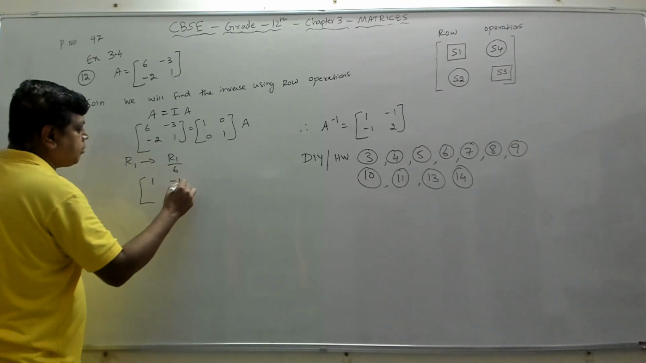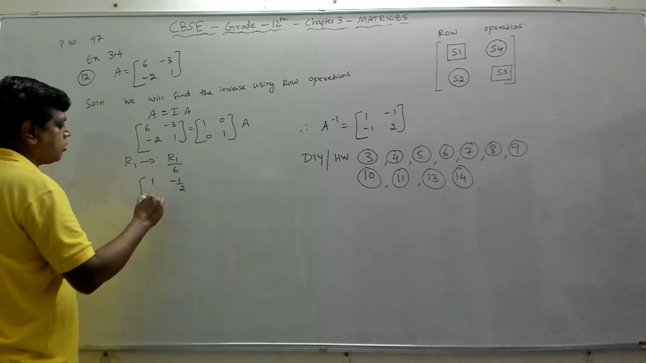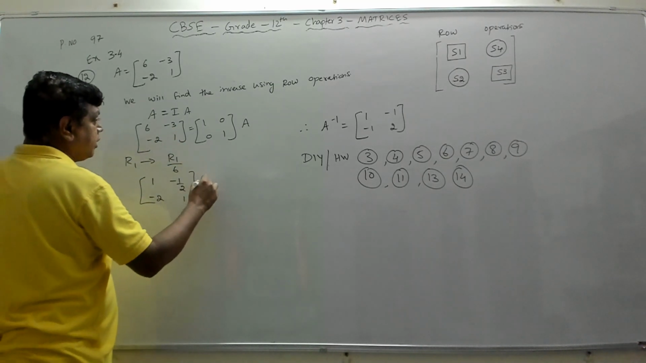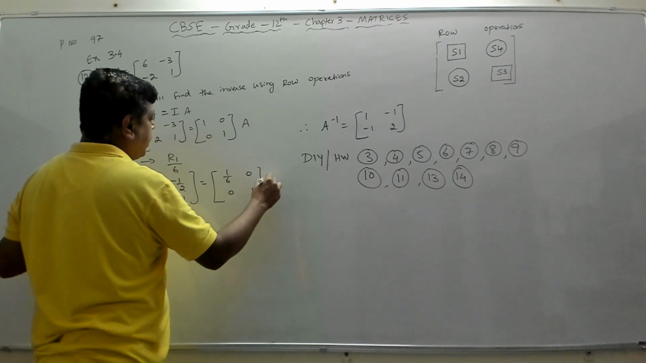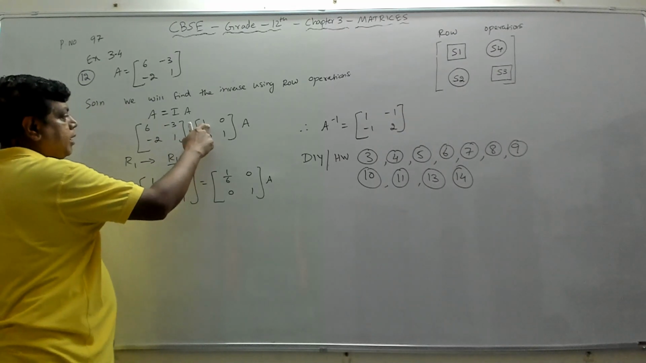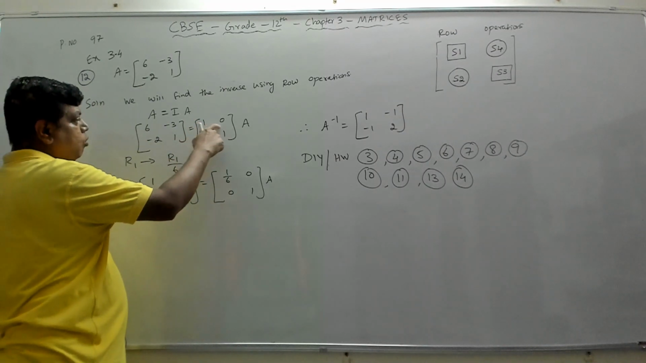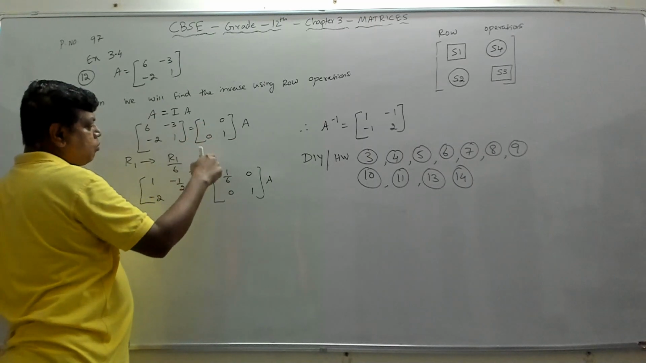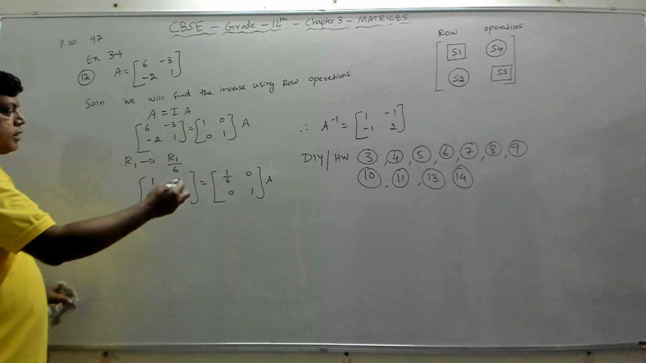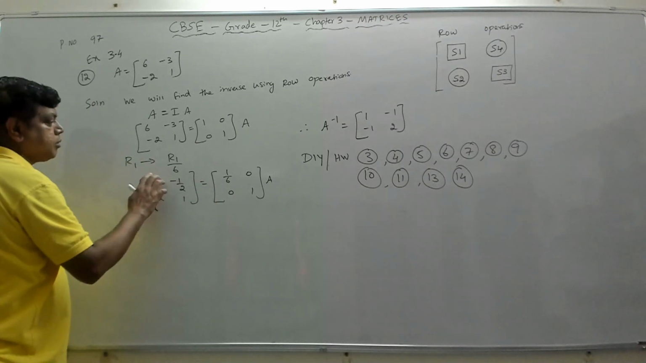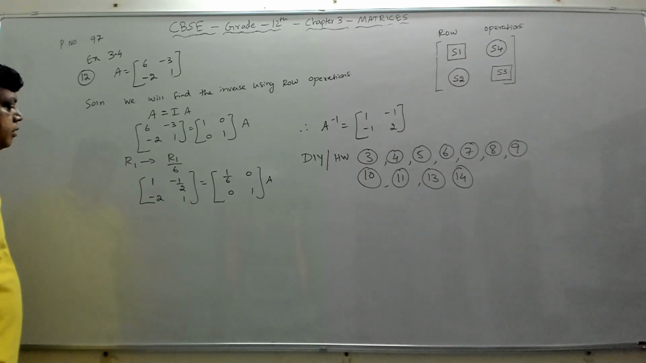It will become minus 1 by 2, minus 3 by 6. Row 2, no change. Here also 1 by 6, 0, 0, 1. Each element of row 1 should be divided by 6. So 1 by 6, 0 becomes 0, 0 by 6 is 0. Row 2 I am writing as it is because nothing is changing. Only row 1 is changing. So that's the first step.